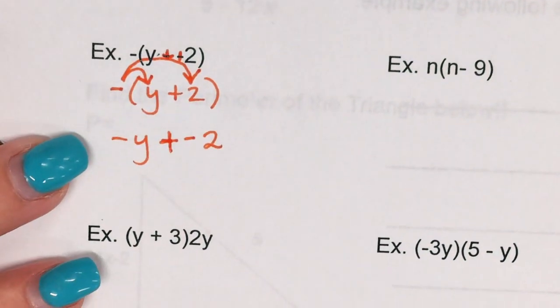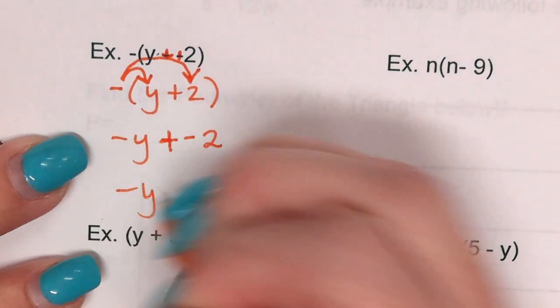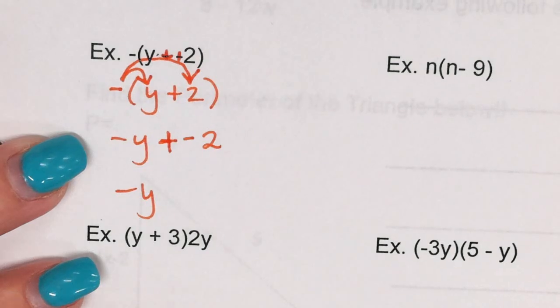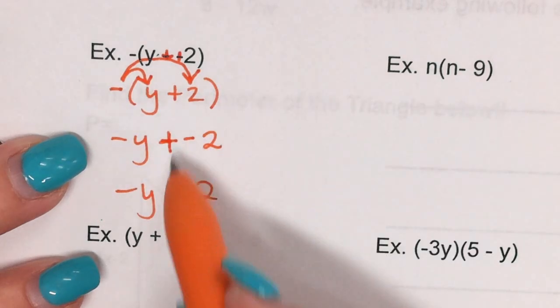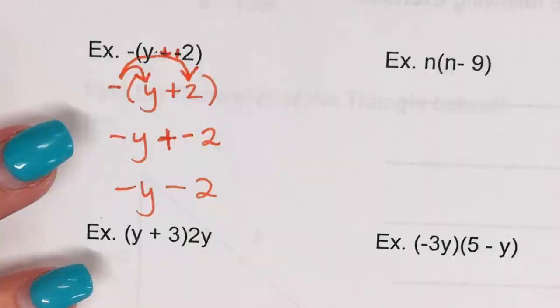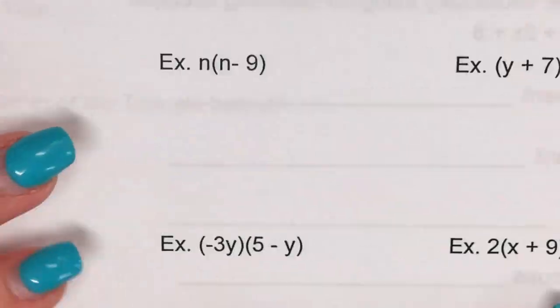How else could I have written my answer? Negative y, instead of plus negative 2, what could I have written? Minus 2. Are those the same answer? Yes, and I'm fine with either answer. Okay, let's try the next one.